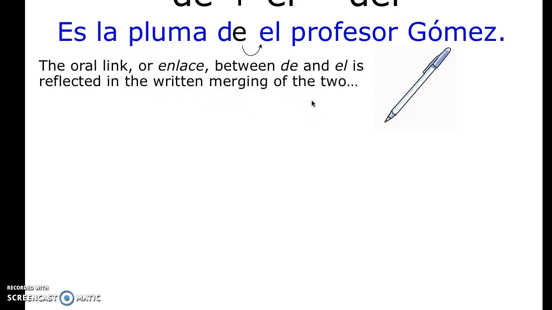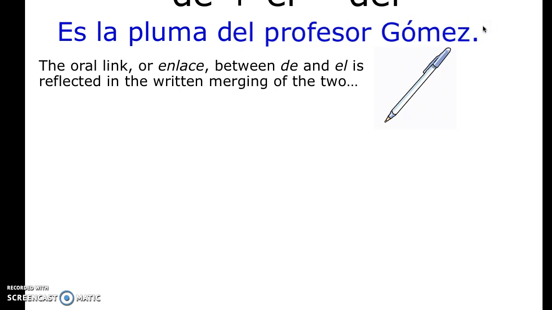This is an enlace. These two merge, and there's a reason that this happens. It's because if you say this, es la pluma de el profesor Gómez, there's a very distinct space in there when you say it. If you go ahead and practice it, say it out loud, it feels kind of strange. Your voice completely stops. Whereas es la pluma del profesor Gómez has a much better flow.